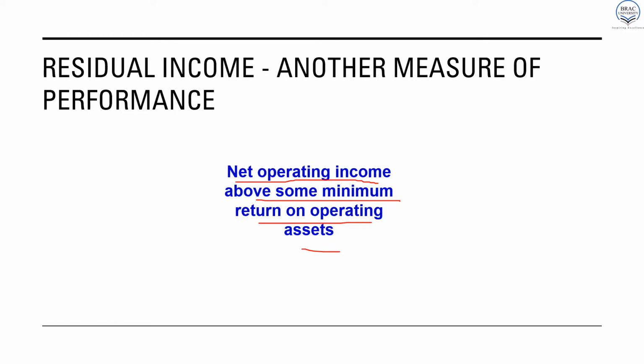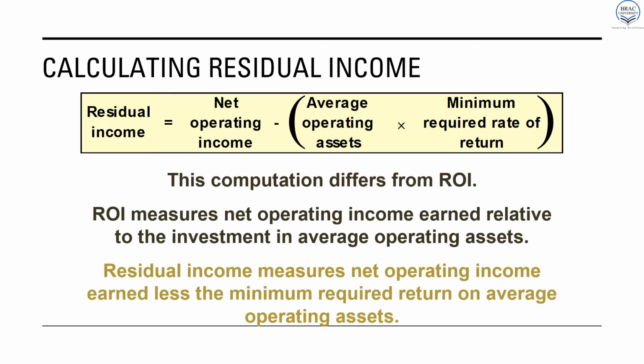Let's look at how we can compute that so the definition is clear. To calculate the residual income, the formula is: we take net operating income and deduct the multiplication of average operating assets and minimum required rate of return. Now, what is this minimum rate of return? This is an accounting estimation that you may have seen in financial accounting, but we are not going to go further into calculating it. Mostly, we want to know how it is applied here. So, minimum required rate of return.